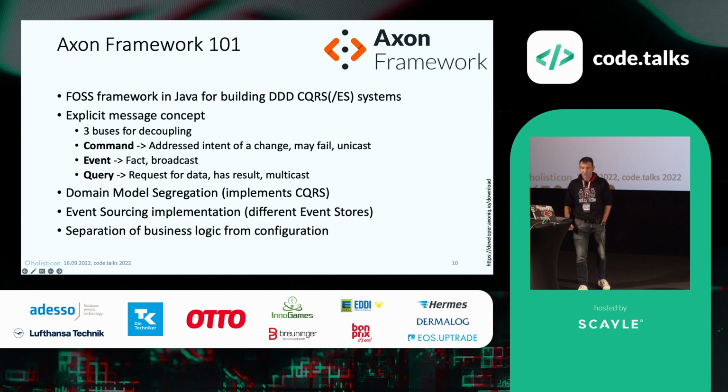It uses domain model segregation, so you have some facilities and help to do this command and query segregation. And it allows you to do event sourcing pretty easily because it provides different event stores you can use for persistence. You connect this to a relational database or Mongo database, or they have their own, which is part of the Axon server, and so on. Another nice feature is separation of business logic from configuration. So if you do it according to the blueprint, you can later change the configuration of the application and distribute differently, for example, use location transparency and so on.